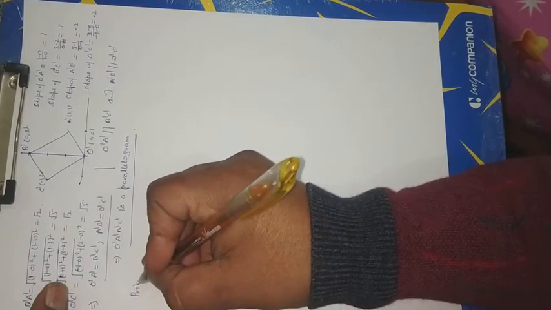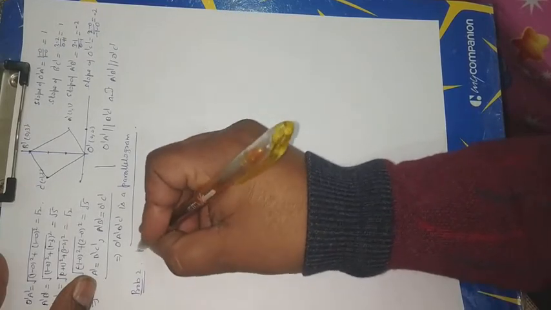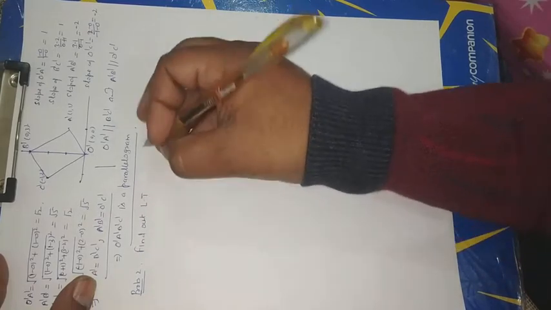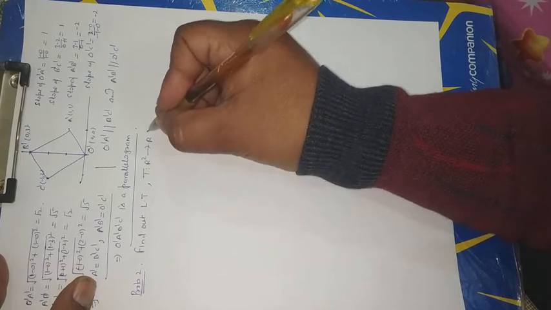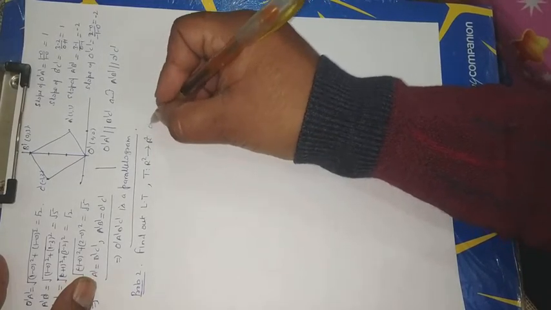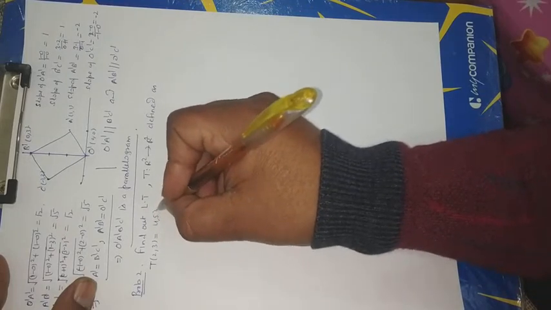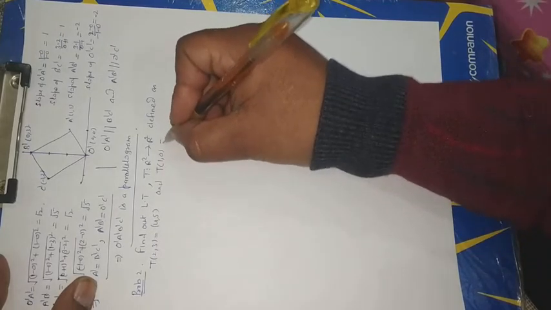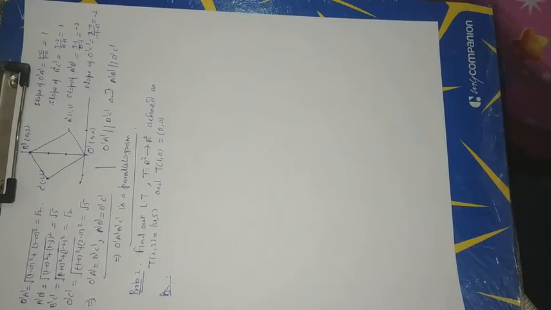Now problem second. Describe or find out a linear transformation T: R square to R square defined as T(2, 3) equal to (4, 5) and T(1, 0) equal to (0, 0). Now solution. Now repeat the question.